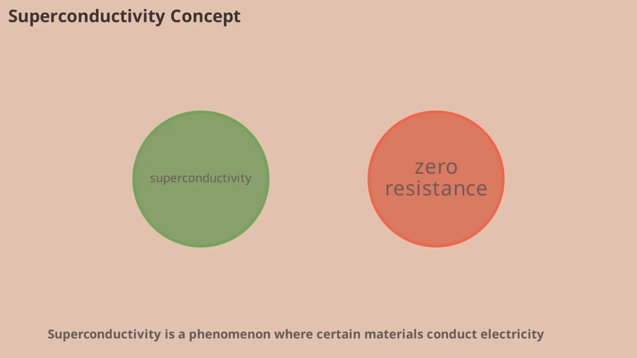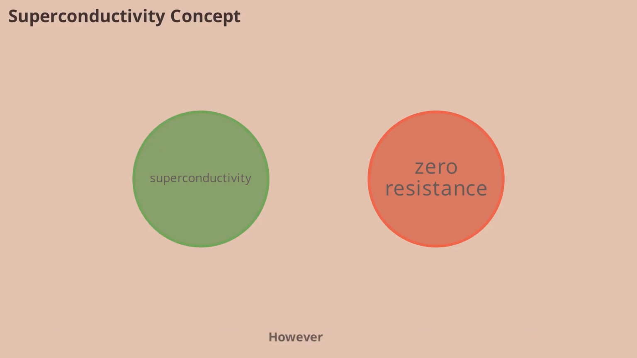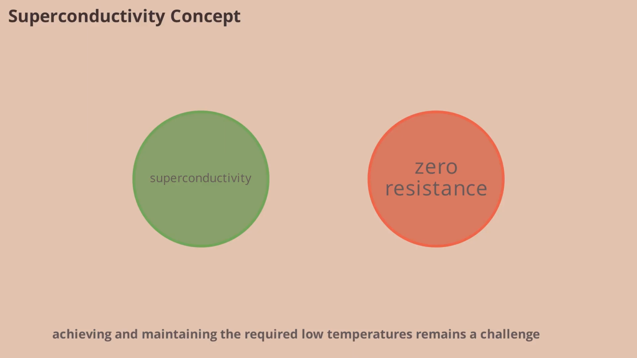Superconductivity is a phenomenon where certain materials conduct electricity with zero resistance when cooled below a specific temperature. This means electric current can flow indefinitely without energy loss. Superconductors have exciting applications, from powerful magnets in MRI machines to future energy-efficient power grids. However, achieving and maintaining the required low temperatures remains a challenge.